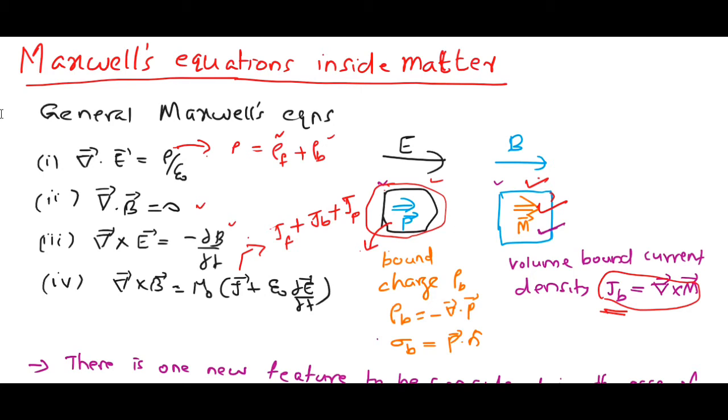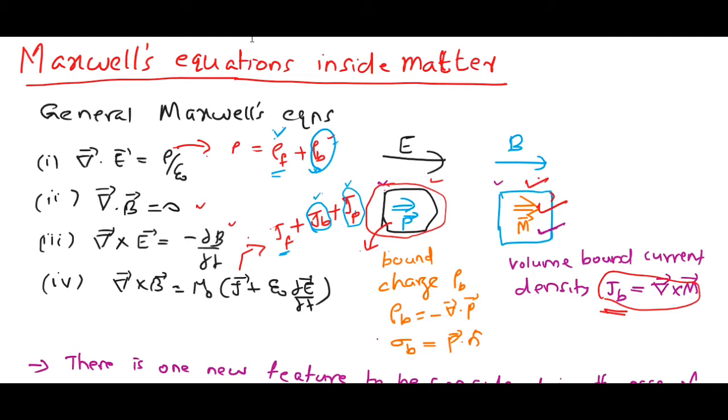Okay, one more thing. The rho b and this JB and also this JP, the bound charge density, the bound current density, and the polarization current density JP, all this cannot be directly measured. This is not in our control. But the free charge density and the free current density are supplied from the outside. Therefore, these are measurable quantities.